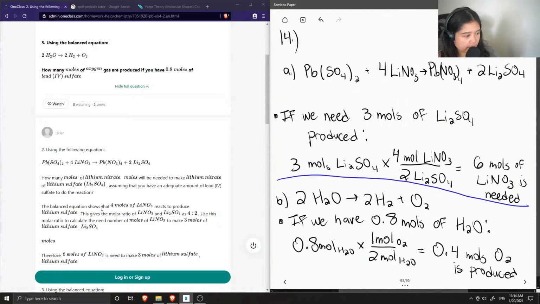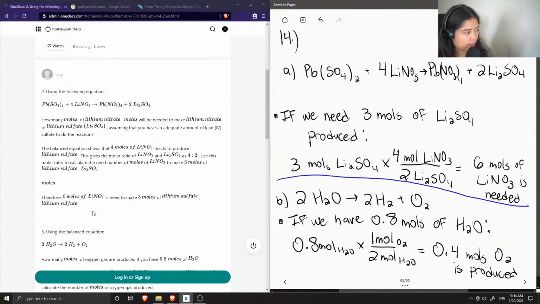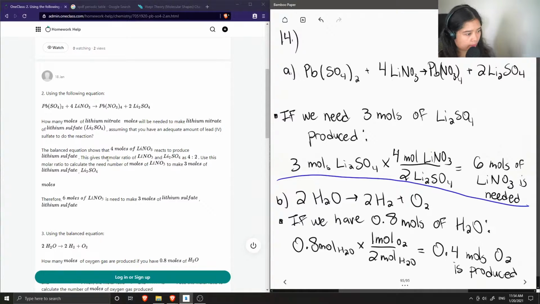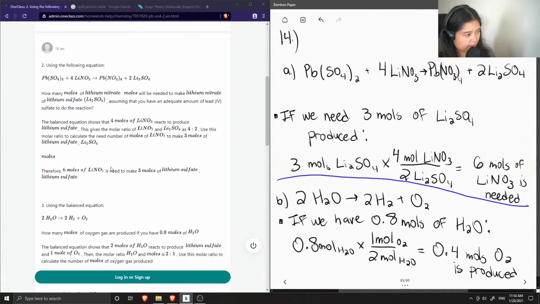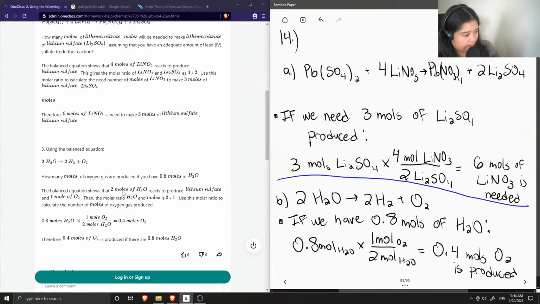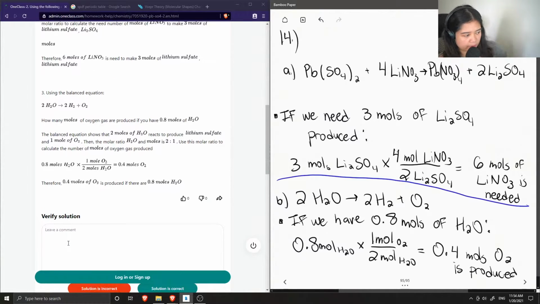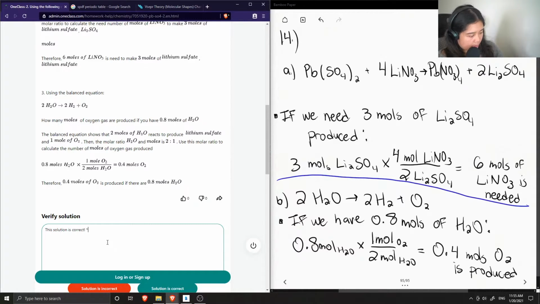Okay, so the junior tutor said, using the following equation, 3 moles of lithium sulfate is produced. Or sorry, 6 moles is needed to make 3 moles of lithium sulfate. Yeah, I think all of the images are kind of in a different order. But you need 6 moles of lithium nitrate and 0.4 moles of oxygen. Then I'll just say the images may be in a different order.